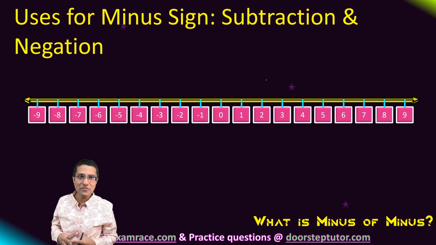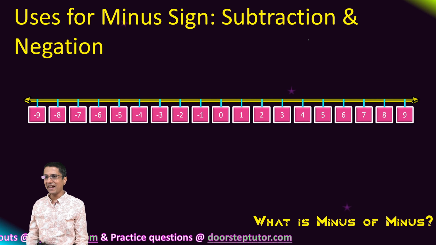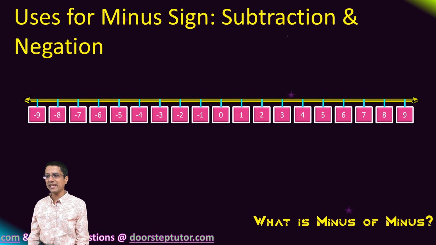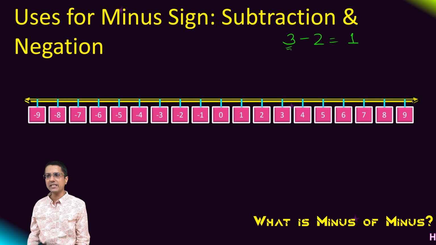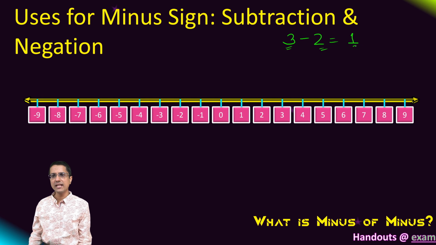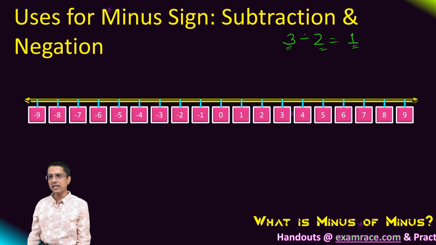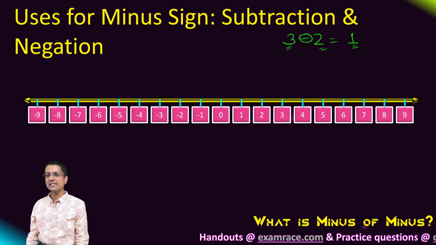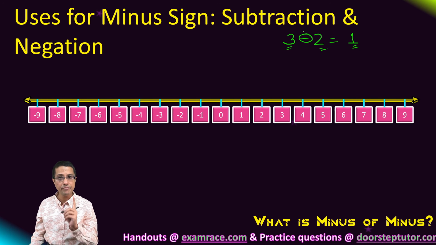Now we are very familiar with subtraction and the use of minus sign in case of subtraction. So I can do operations like 3 minus 2, and the answer I know is 1. So I had 3 rupees in my bank account, I withdrew 2 rupees, I will be left with just 1 rupee. So this is a use of minus sign for subtraction. So that is the first use.